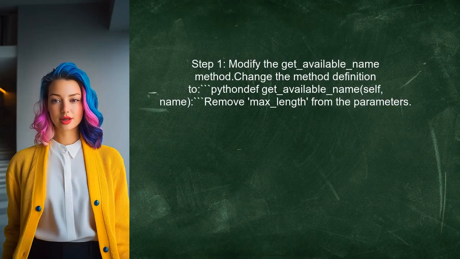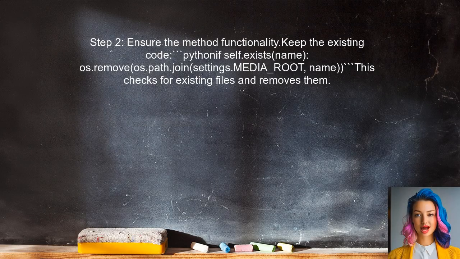To resolve the error, the user needs to modify the getAvailableName method in the overwrite storage class. Specifically, they should remove the maxLength parameter from the method definition. Next, the user should ensure that the method still performs its intended function. This means checking if the file already exists and removing it if necessary.